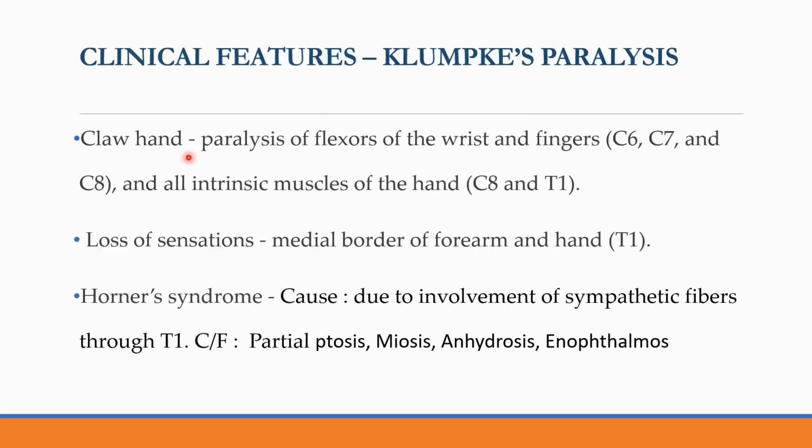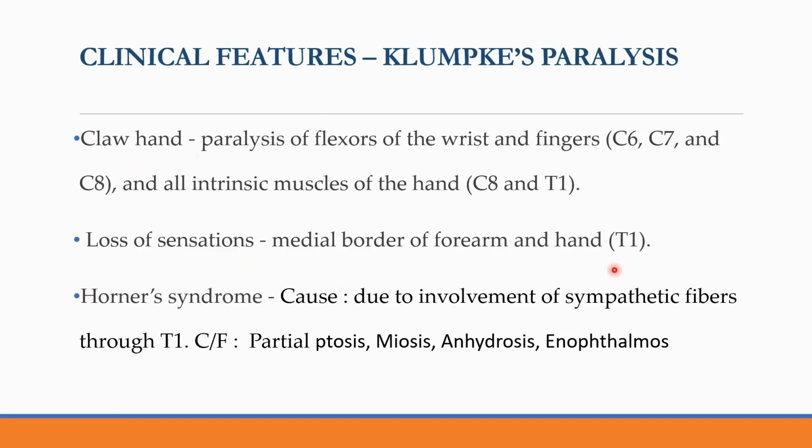It occurs because of paralysis of flexors of the wrist and fingers, C6 to C8, and all the intrinsic muscles of the hand, C8 and T1. There will be loss of sensation along the medial border of forearm and hand, that is involvement of T1.